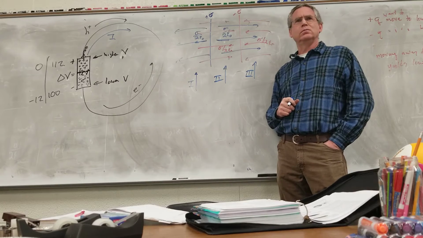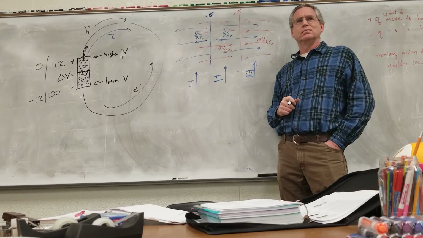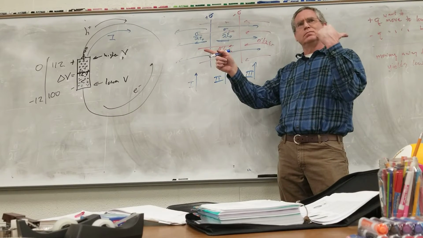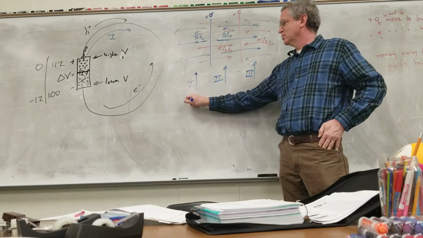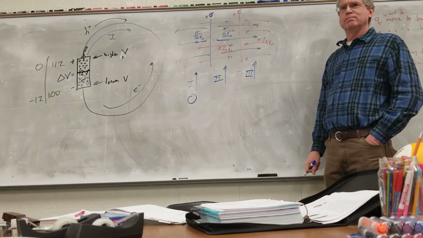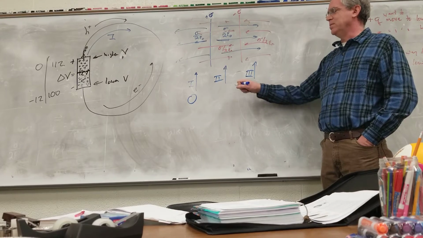Zero. How'd you get 0? You have one part of the electric field going that way, and the other going this way, so they cancel. What about region 3? Also 0. What about in the middle?